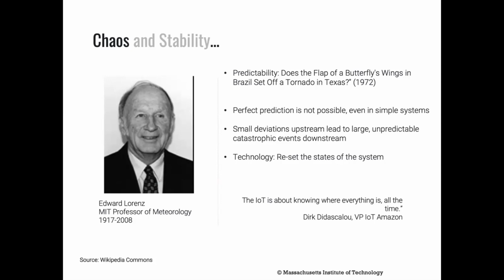Now, what does that mean for control systems? It means that perfect prediction just isn't possible, even in simple systems. And small deviations upstream lead to large, unpredictable, catastrophic events downstream. And the technology we have to actually make these improvements is, one, we can take much better real-time estimates of what our current state is, and then we can implement corrective feedback so that we're constantly resetting the state of the system so that these small errors aren't allowed to propagate into instability and chaos.